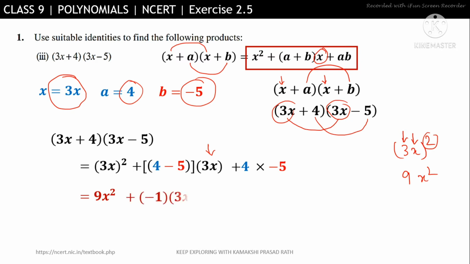Now next, 4 minus 5 is minus 1 multiplied by 3x, and 4 into minus 5 when you multiply we get minus 20. Now simplifying the brackets, we get 9x squared minus 3x minus 20. As you can see here, plus into minus is minus, so we get minus 3x. 1 into 3 is 3 and x is already there. So minus 3x minus 20. So in this case you have to see what the same terms are and what the different terms are. The different terms will be a and b, and the same terms will replace x.